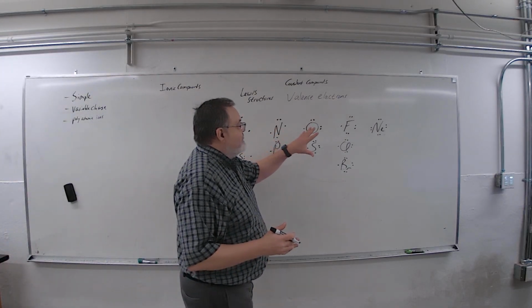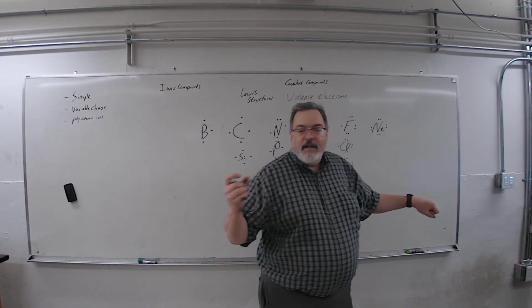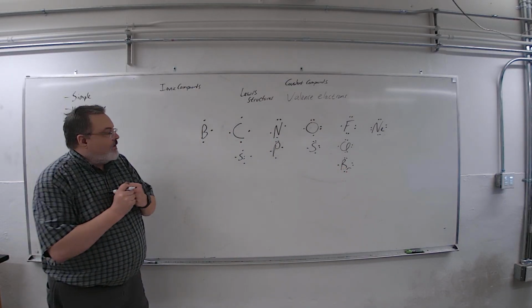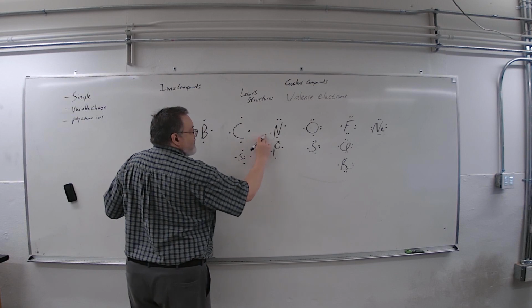Covalent compounds, they don't lose electrons, gain electrons, and then become charged and then pull together. There's something else that pulls them together. It's the pairing of electrons.